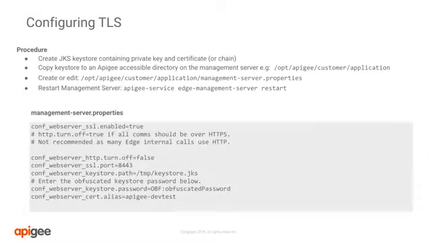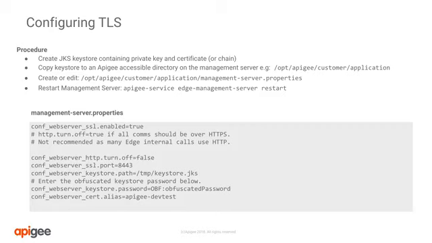Configuring TLS for the management server follows the same pattern as for the message processor. First, create a JKS key store containing the server's private key and an appropriately signed certificate or certificate chain. You copy that key store to a directory accessible by the Apigee user. Again, we suggest the customer application directory and the Apigee installation directory to keep all custom configuration in one place.